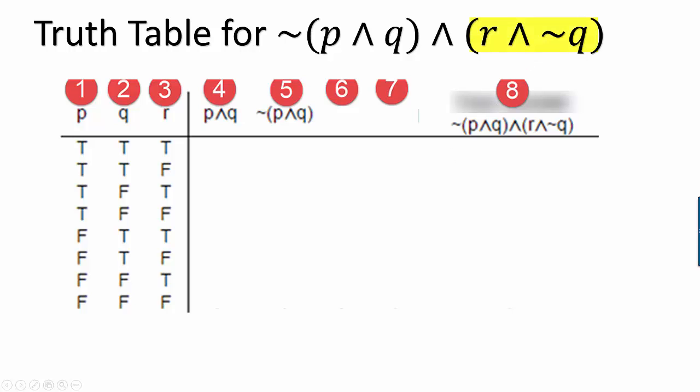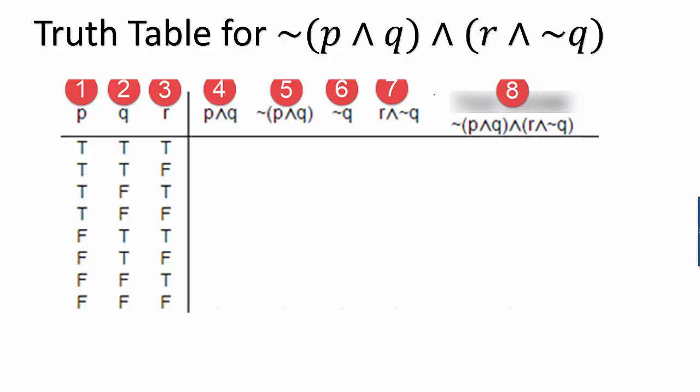Now we're going to work inside the next parentheses, and inside those parentheses we have an and and a negation. The negation comes first as far as the order in which we perform it, so we're going to do the negation first, and then in column 7 we have to do the and part. Noticing again in column 7 there are 2 connectives, but the only one that hasn't previously been analyzed is this and.